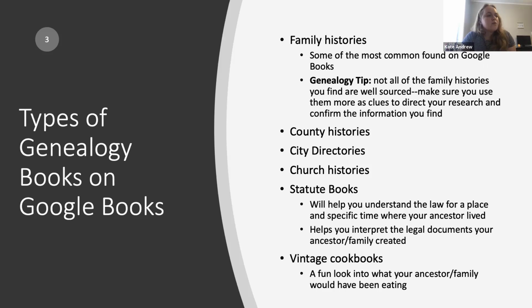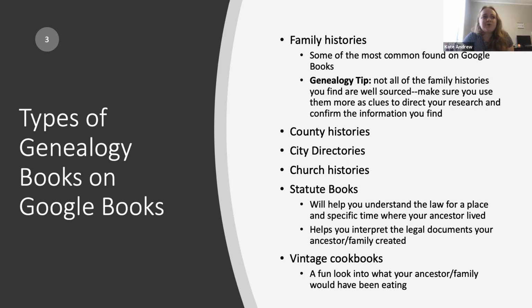Then, yeah. So another kind of book on Google Books that I find very useful are statute books. And these are books that help you understand the law for a place and specific time where your ancestor lived. So if I wanted to figure out what the law on taverns was in Cook County, Illinois, there might be a statute book from Cook County that would contain information about that law.